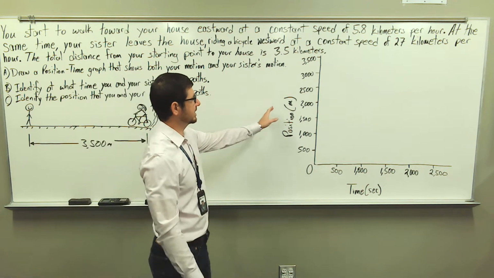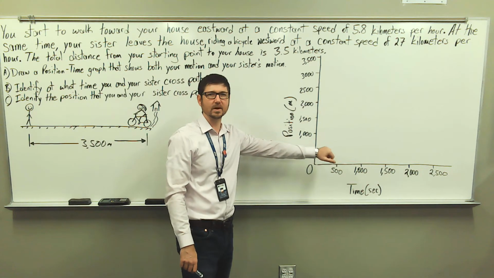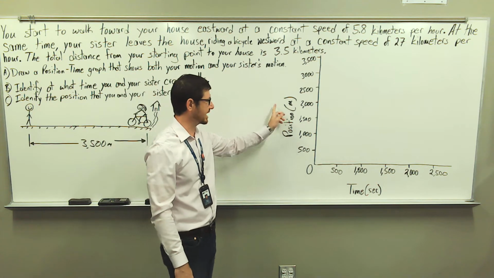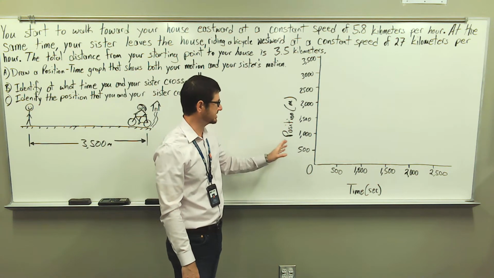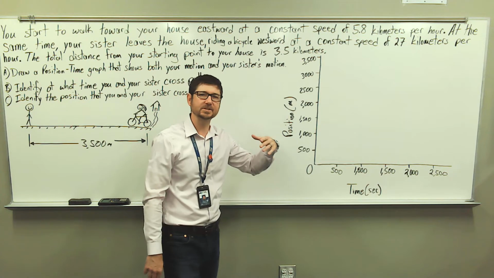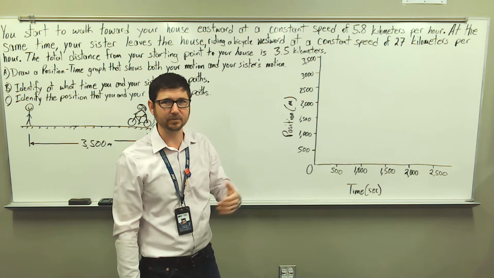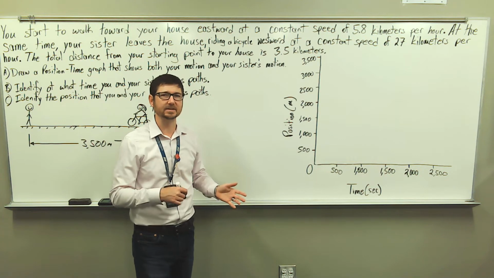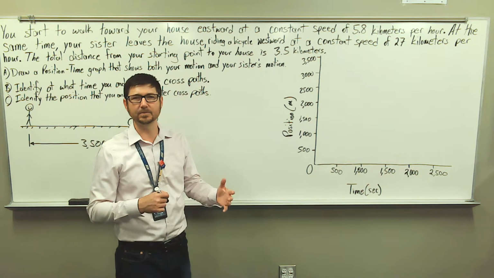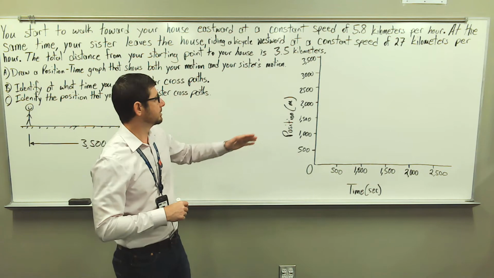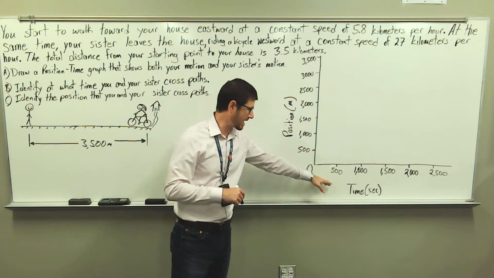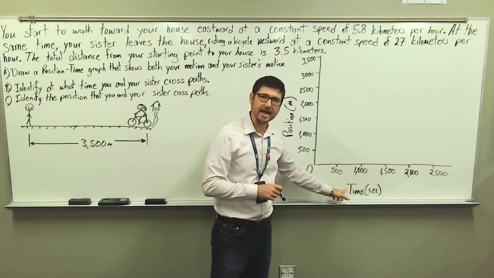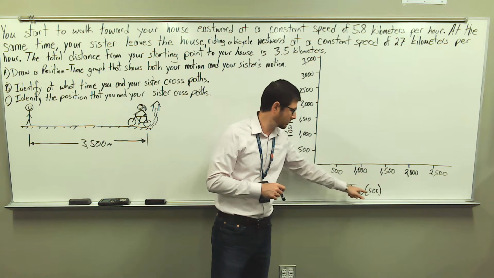And so what I've done here, to save time, I've already drawn a position time graph. I've drawn both axes and I've labeled both axes. Whenever we say position time graph or a position versus time graph, we're describing the dependent variable first and the independent variable second. So position versus time. On position, we have units of meters, and for my x-axis, I have time with units of seconds.